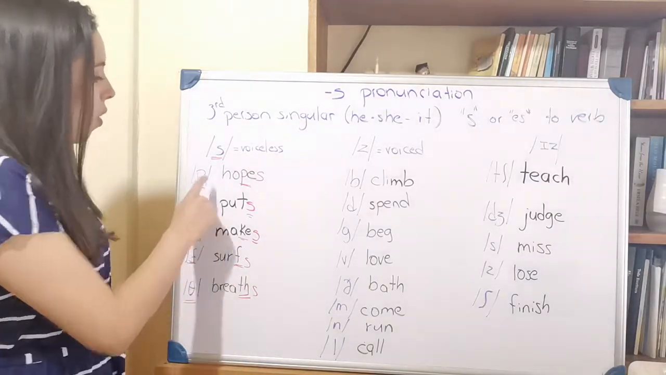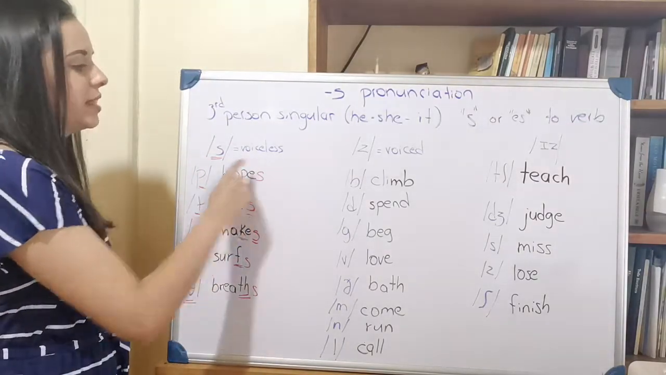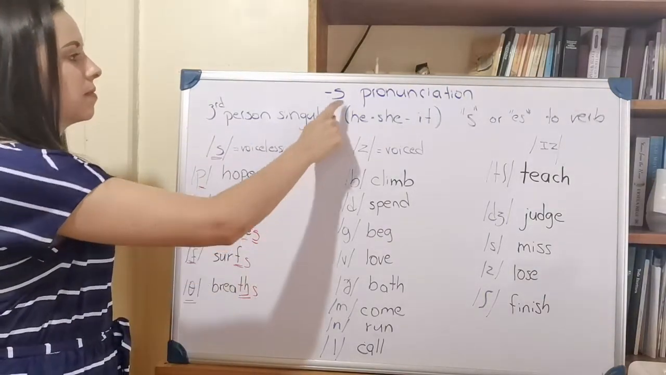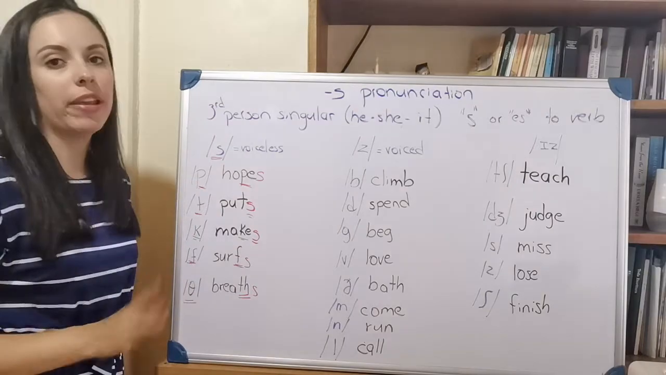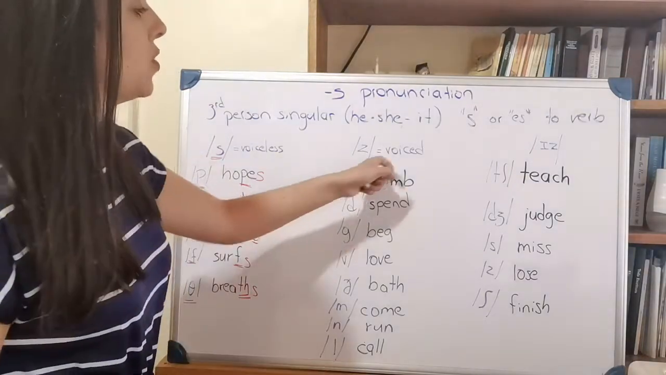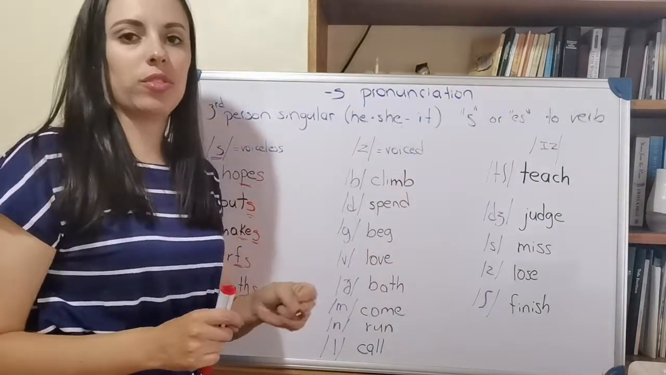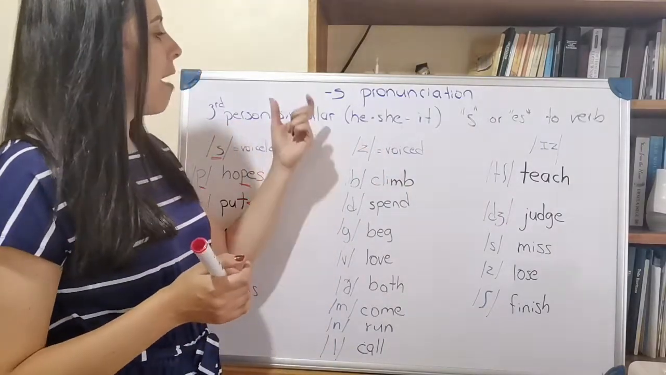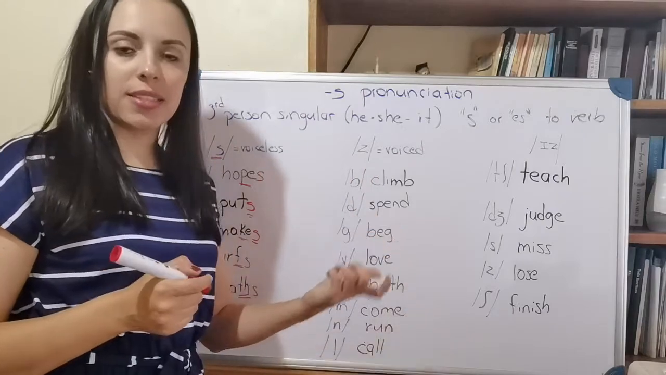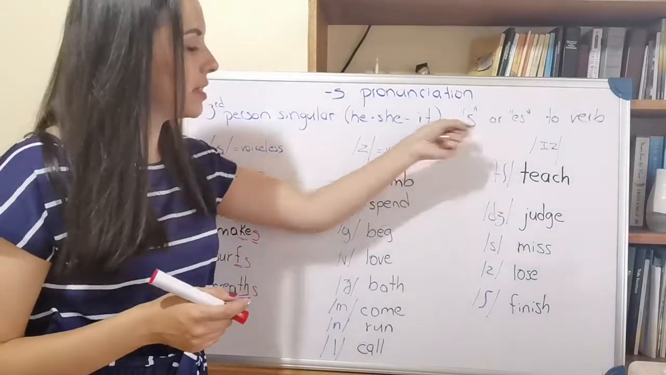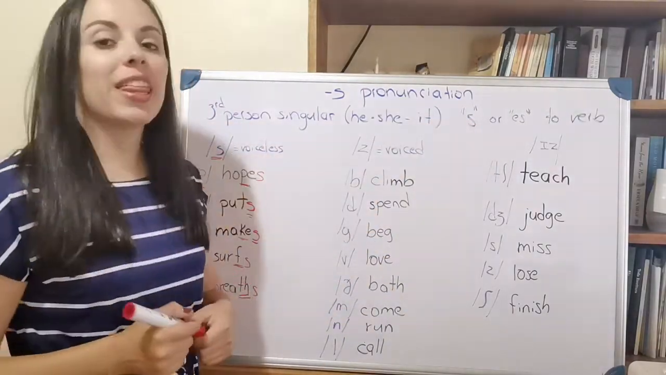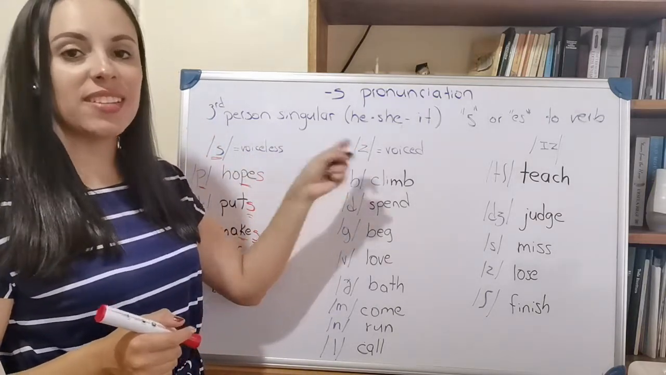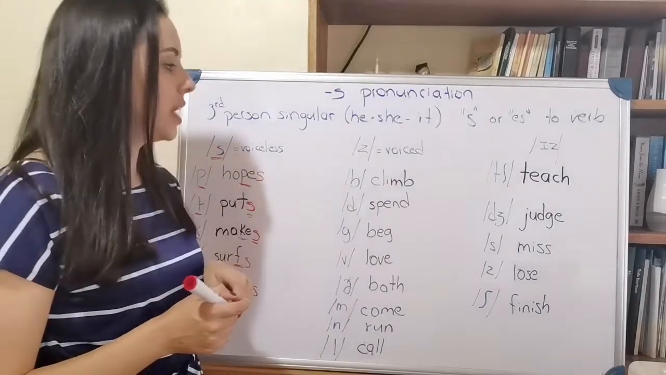So that's the rule. All these sounds are voiceless, they have no vibration, so the pronunciation of the S is a regular S. What happens with the voiced sounds? They have vibration, so when we have he, she, or it as the subject and we need to add the S, we pronounce it as a Z. Z. Okay? It's a Z pronunciation.